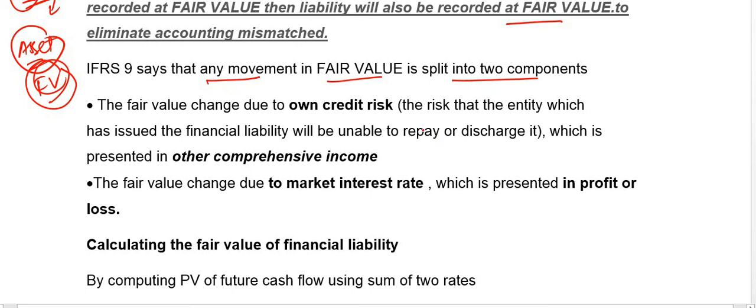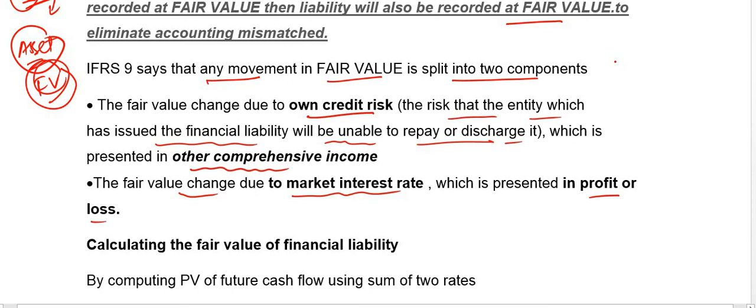If this fair value change is due to credit risk, then you will present that amount in other comprehensive income. Credit risk means the risk that the entity which has issued the financial liability will be unable to repay or discharge it. The second component is if the fair value change is due to market interest rate, then you will present this amount in profit or loss.